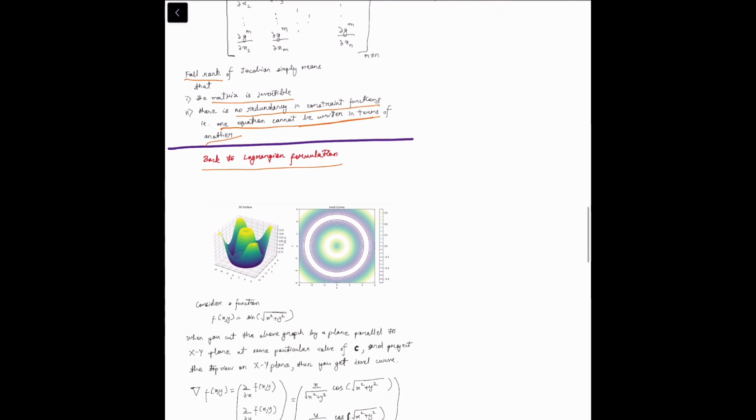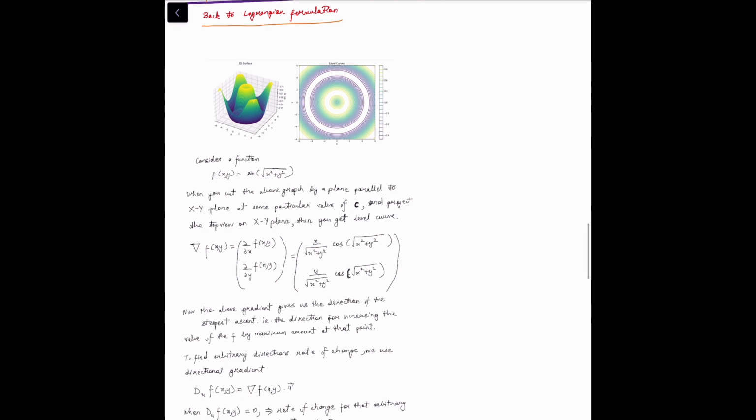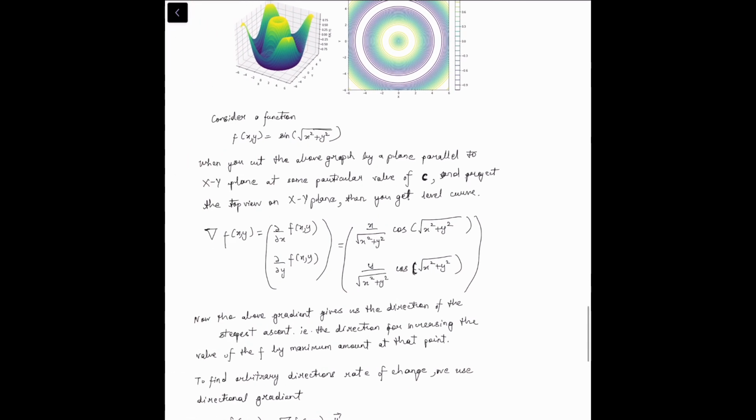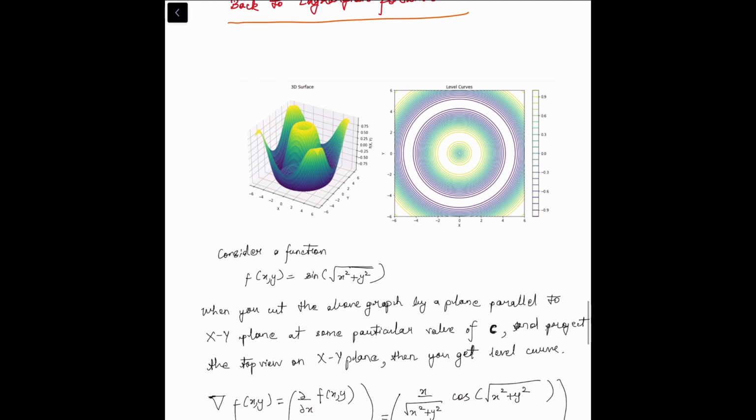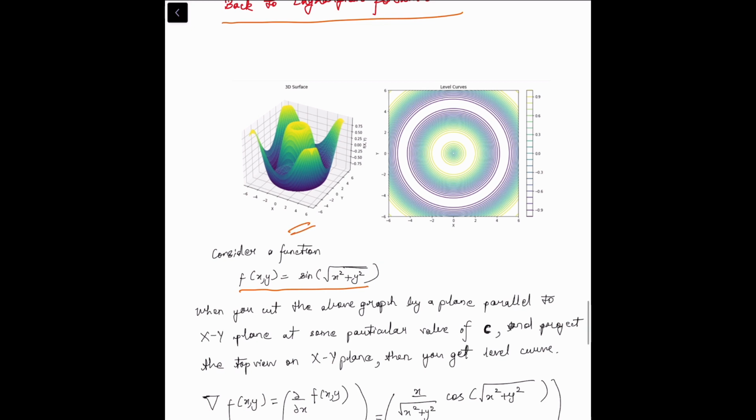Once you have understood the concepts, now let's see how everything connects. Consider a function f of xy. F of xy is equal to sine of root of x square plus y square. This is the 3D diagram of the function. Now if you cut this function by a plane which is parallel to the x and y axes, suppose you cut the function at this point and project the points, then you will get this diagram.